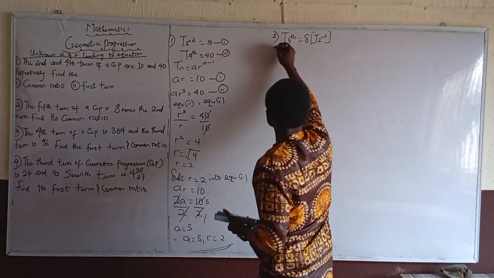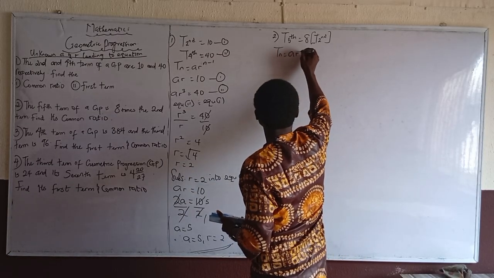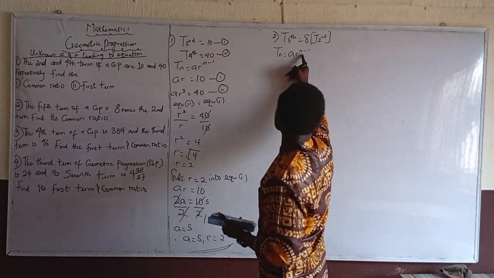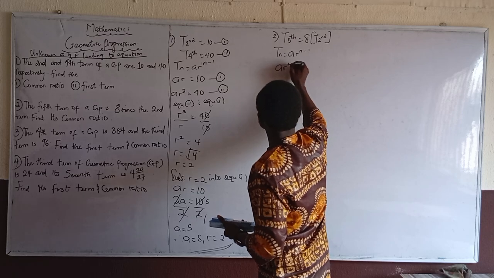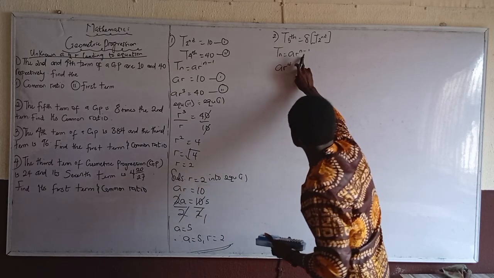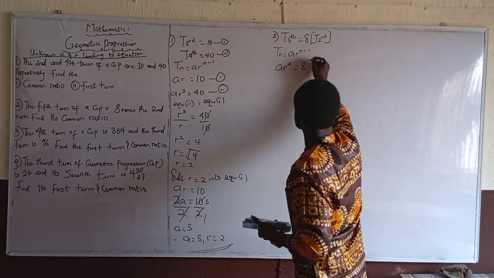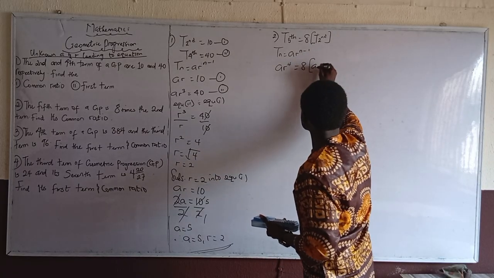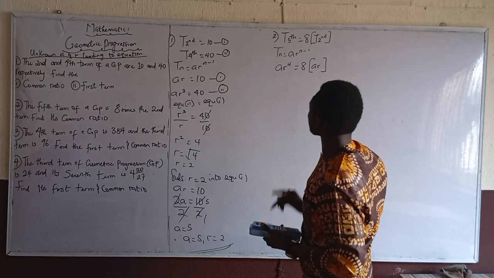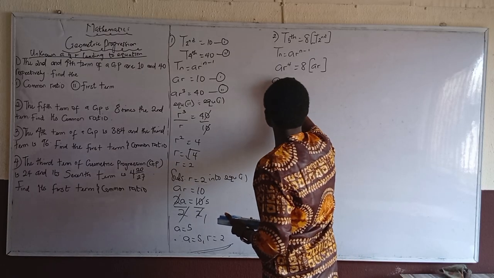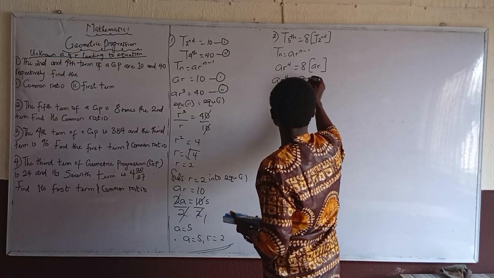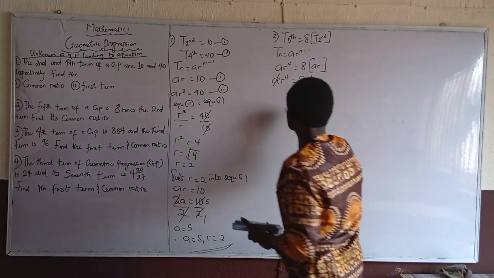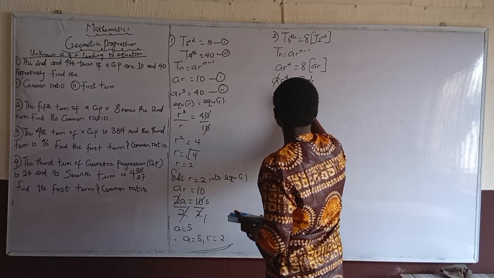Don't forget, my nth term Tn is AR^(n-1). Now for T5, my n is 5. That will be AR^4, because it's 5 minus 1, equals 8 multiplied by my T2, which will be AR, because that is 2 minus 1. So this is AR^4 equals 8AR. Now from here, A will cancel A. Then I have R^4 equals 8R.